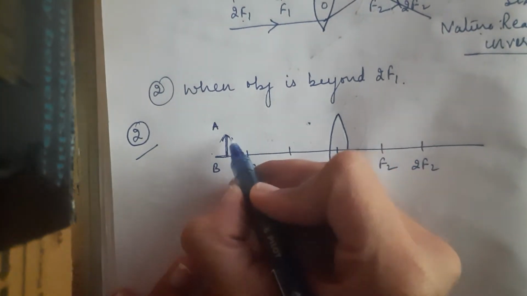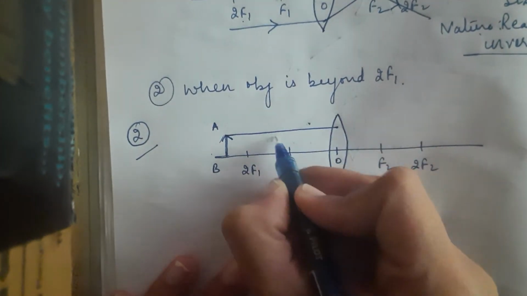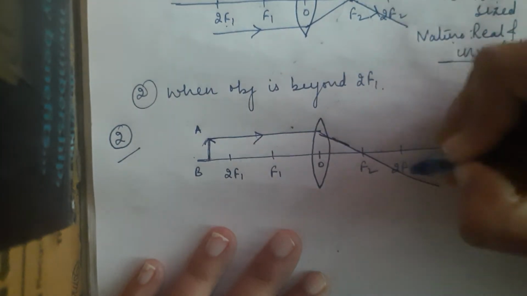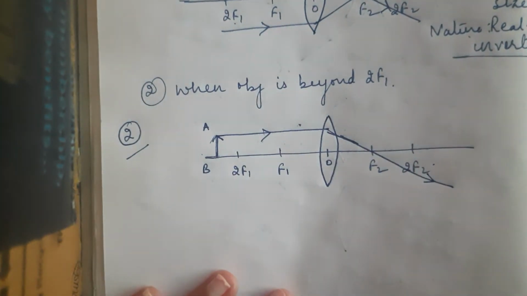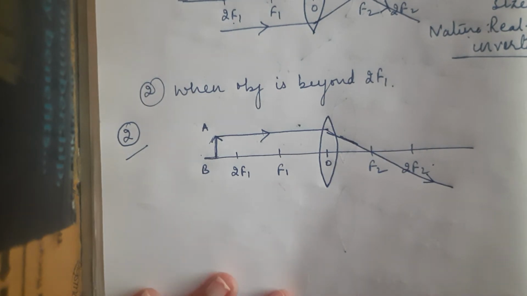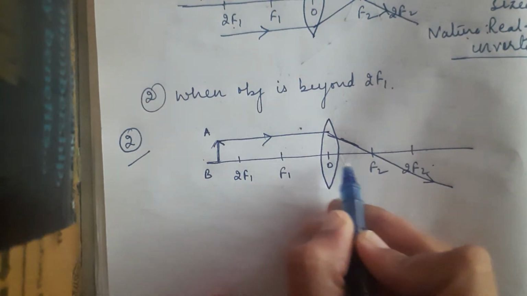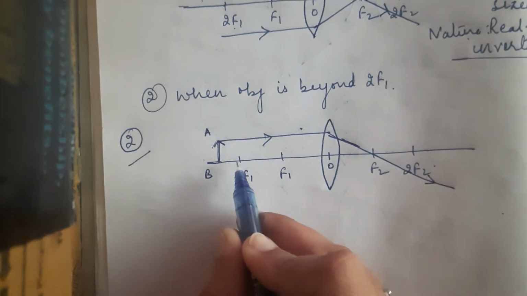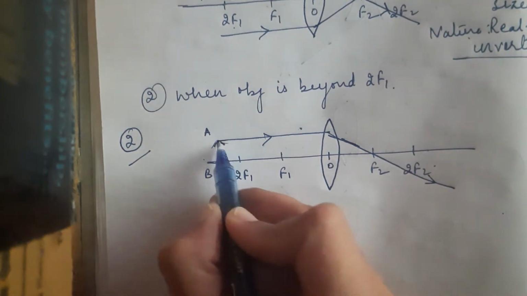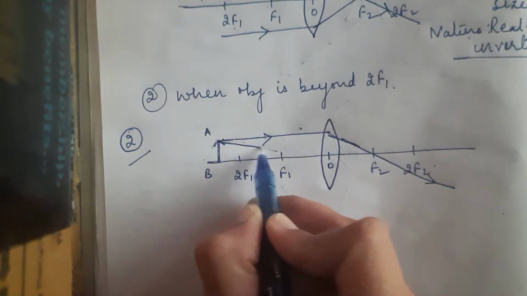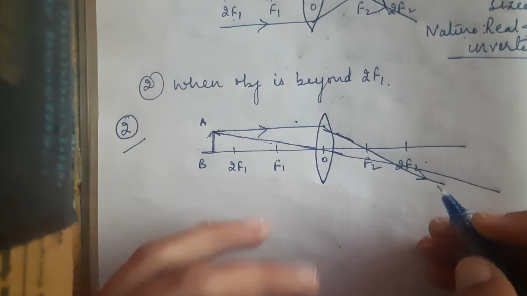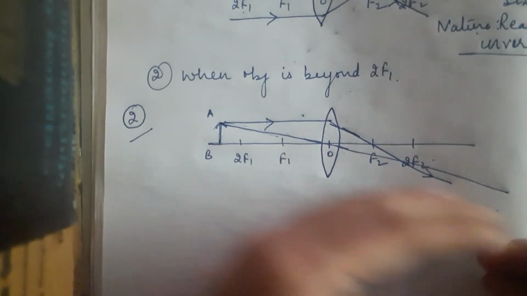So the first rule says that the light going parallel to principal axis passes through focus, right? And I told you that you will be using rule number 3 frequently. So from rule number 3, the light passing through the optical center goes straight, suffers no refraction. It suffers no bending. So you should be using the scale for this rule, because it is very tricky, because you have to make a straight line all through this way.